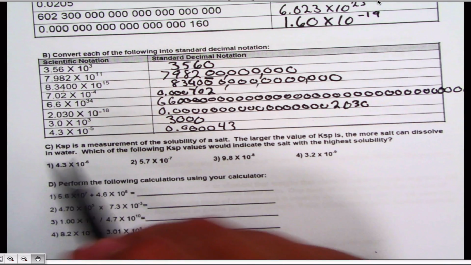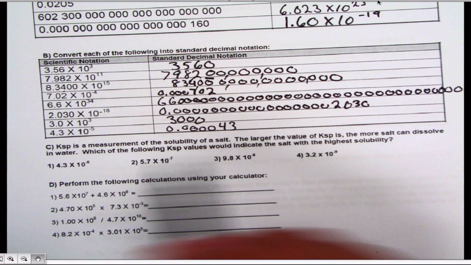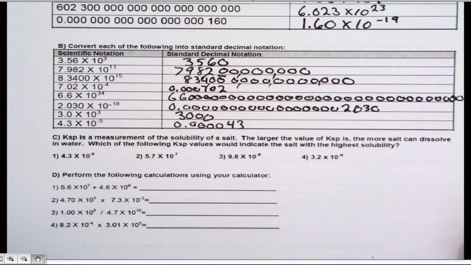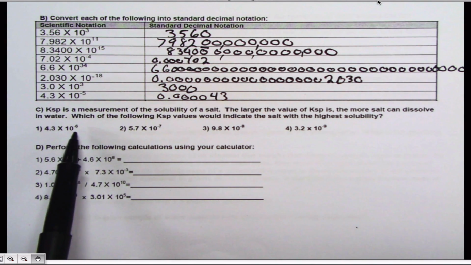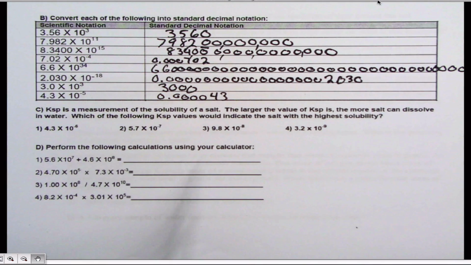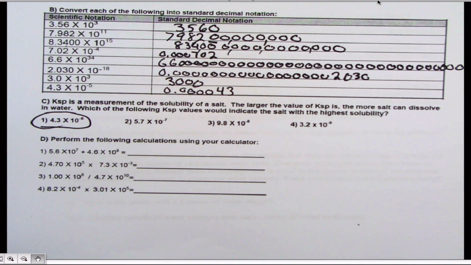All right, so when we're doing this stuff, it says Ksp is the measurement of solubility in salt. The larger the value of Ksp, the more salt can be dissolved. Which value indicates the highest solubility? So which is your highest number? So look for your highest exponent usually. So -6, it's -7, -8, -9. Oh, well, that's easy. Which one is the smallest or the biggest number? And you would say this number would be the biggest, which would indicate the highest solubility, because you have all negative numbers there.